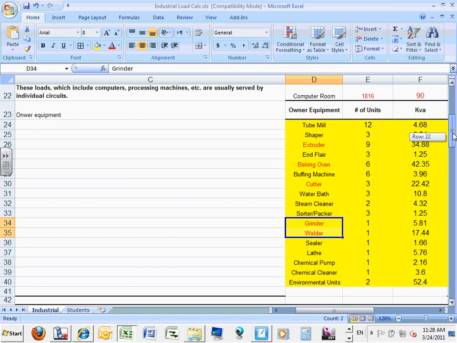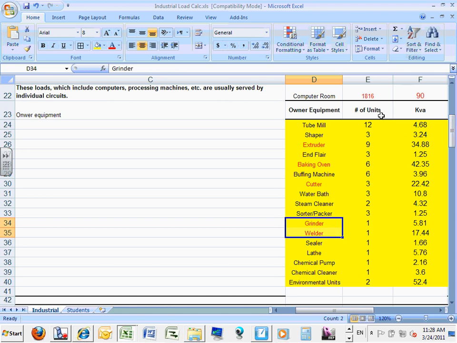How many loads do we have? 1, 2, 3, 4, 5. These five loads, anything in red are 480. Why did I put them in red? Just for me, guys, so I can carry them under the 480 section. So first, we identify them.